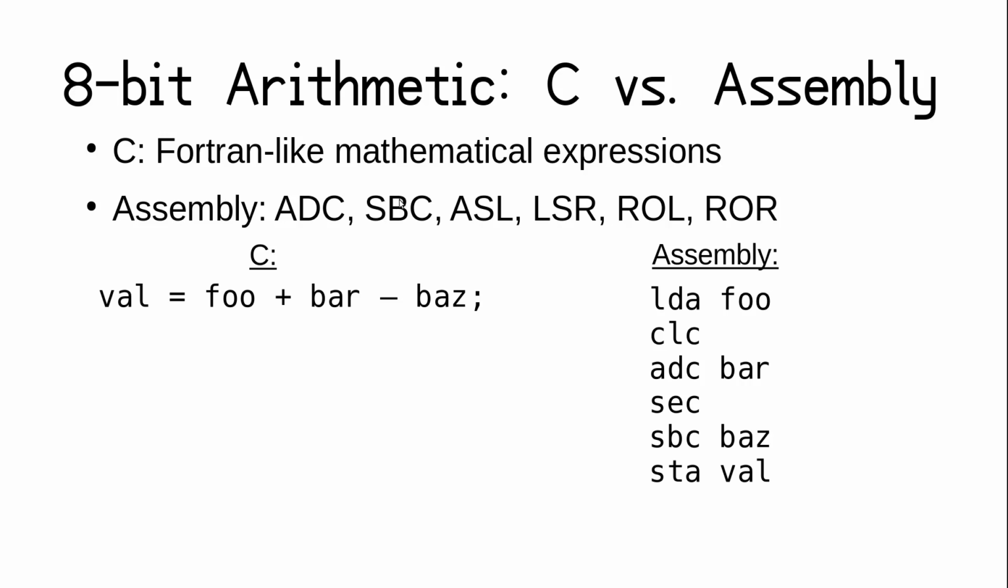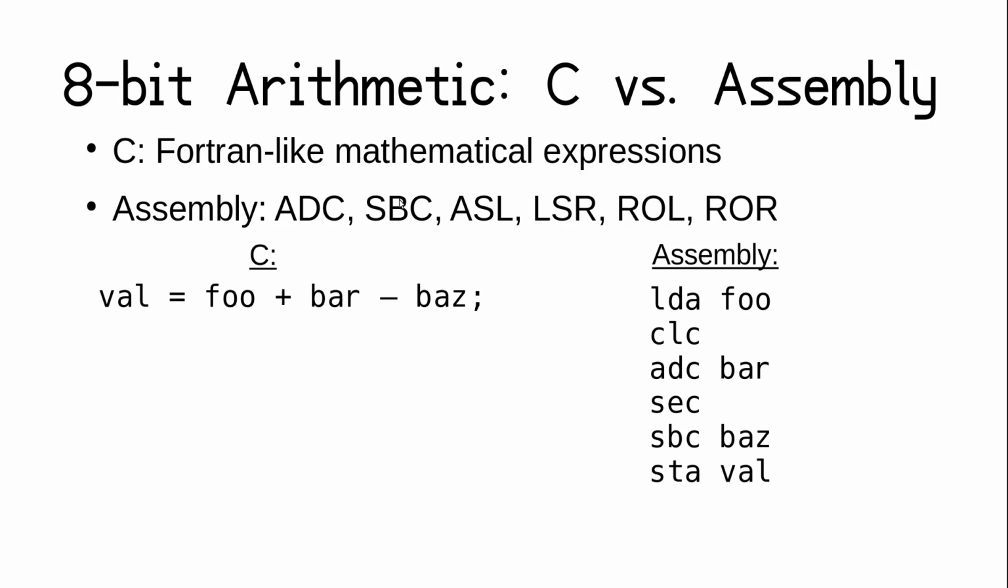In assembly language, operations can't use this kind of notation. We need to do things one instruction at a time. So for arithmetic, we have only a handful of instructions, including ADC and SBC for addition and subtraction, respectively, and 4 instructions used for bit shifting and rotation.